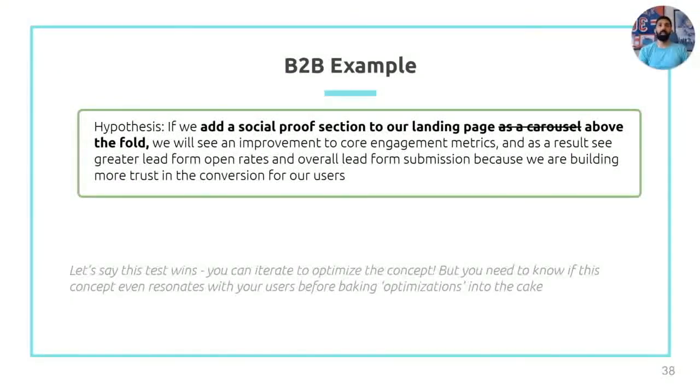But you need to know if this concept even works before you bake the optimizations into the cake, so to speak. So baking the optimizations in is, it makes sense in the middle of the page. We want to have a carousel. We need 3 testimonials. That's baking the optimizations into the cake versus simplifying it down to the concept, being a little bit more nimble and agile and quicker, and then doing more proof of concept testing to see, is this something that works? And then learning from there and iterating from there.